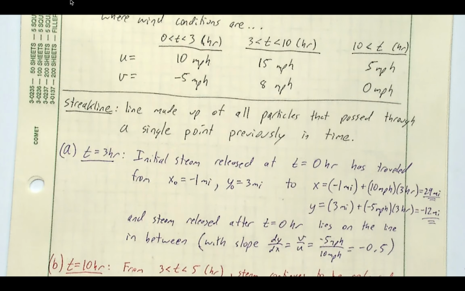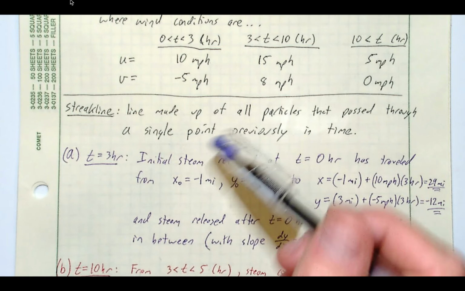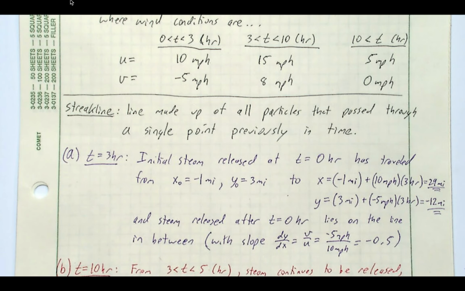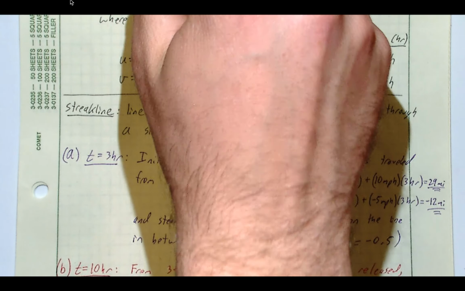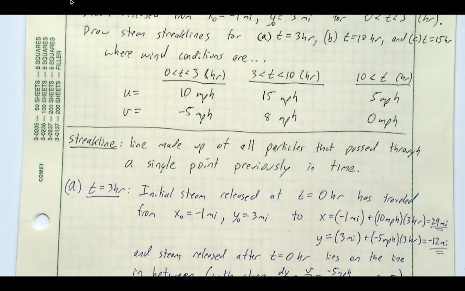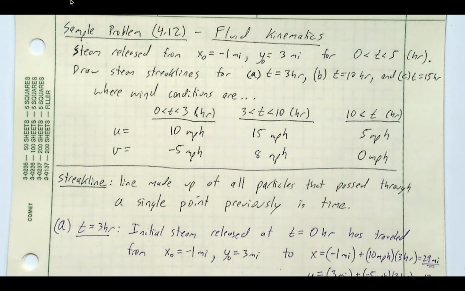All right, so a reminder here that a streak line is a line made up of all particles that previously passed through a single point. So previously in time, all particles that pass through a point make up a streak line. So that's what we're dealing with here. Whereas path lines are you just follow a particular particle as it goes about its flow through time, and you make a line out of that, just one particle. This is now all particles that went through a previous point.